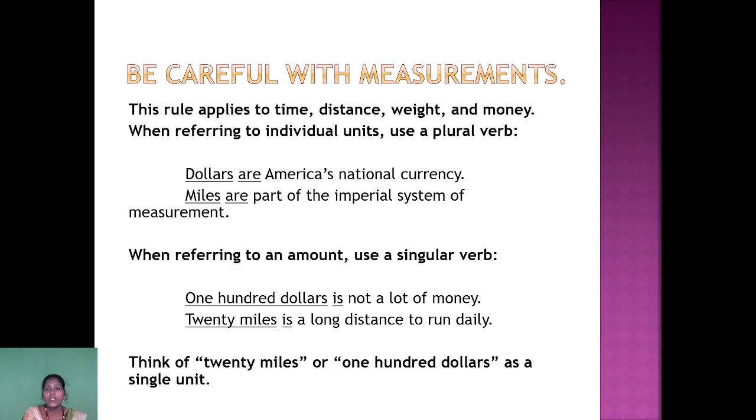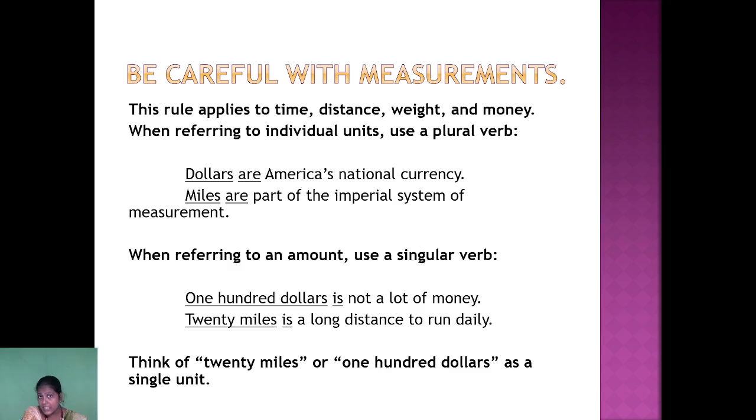Then measurements. This is also essential for making sentences. The first thing is that this rule applies to time, distance, weight, and money. When referring to individual units, use a plural verb. For example, dollars are America's national currency. Miles are part of the imperial system of measurement. So the rule is applicable for distance, weight, money, and time, and also when referring to individual units. So it's considered a plural form.